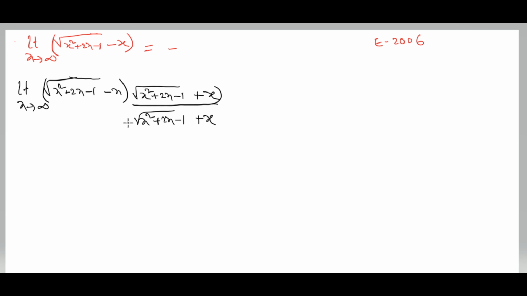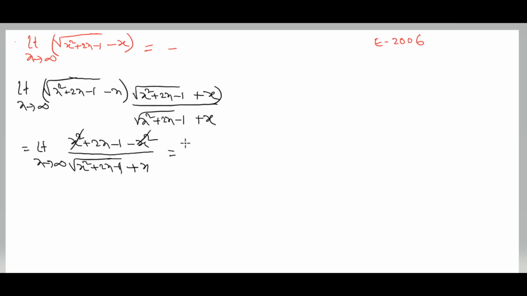Numerator is in the form of (a plus b) into (a minus b), that is written as limit x tends to infinity, (x square plus 2x minus 1 minus x square) by (under root of (x square plus 2x minus 1) plus x). So here x square is cancelled.